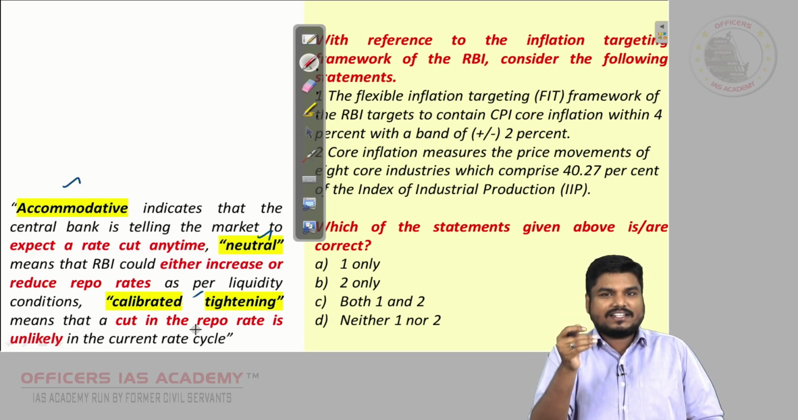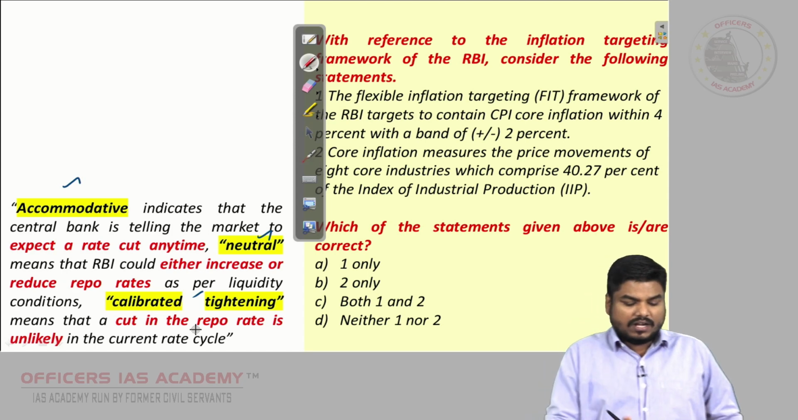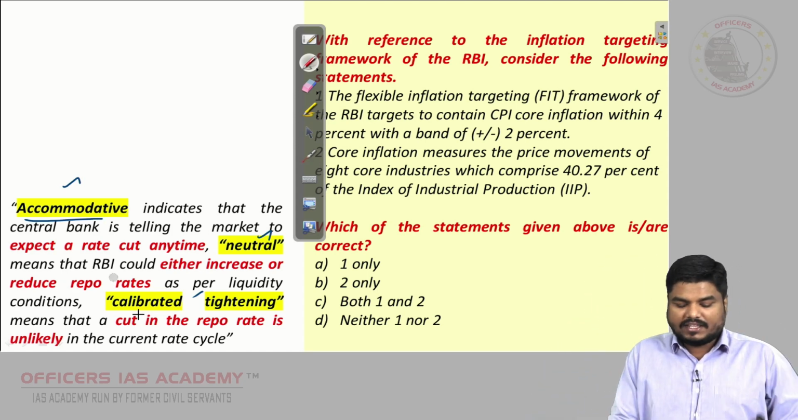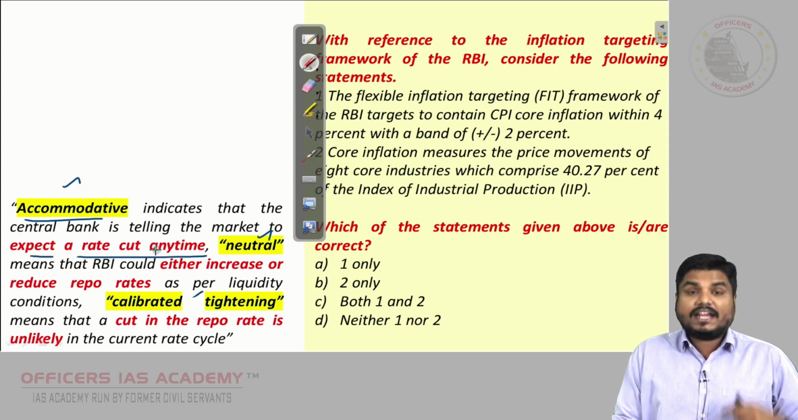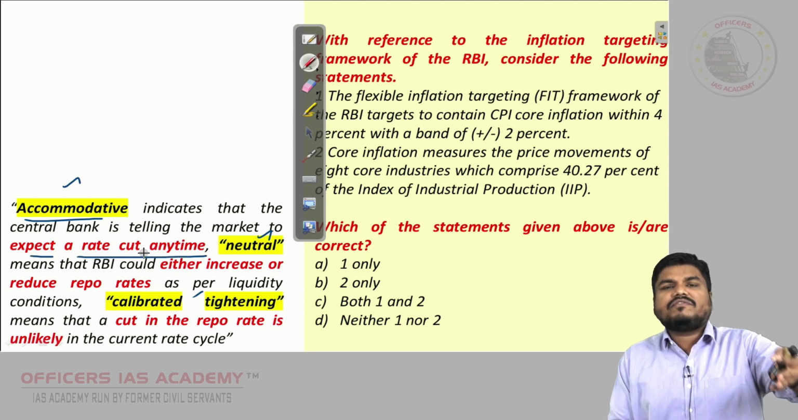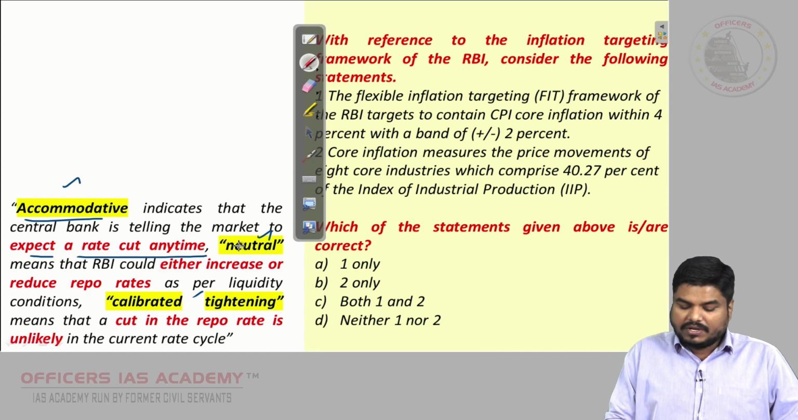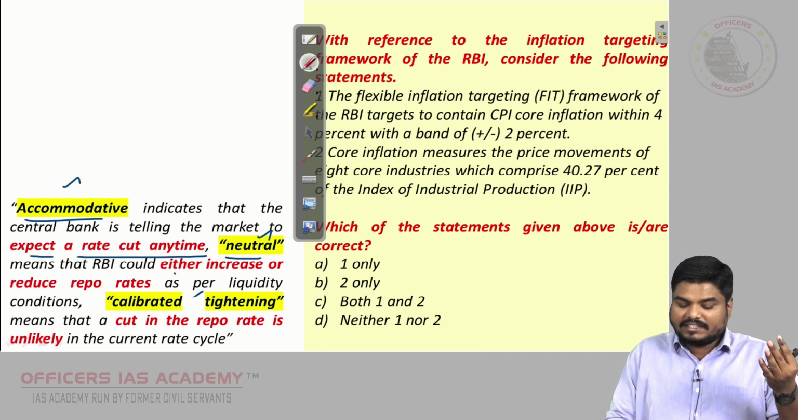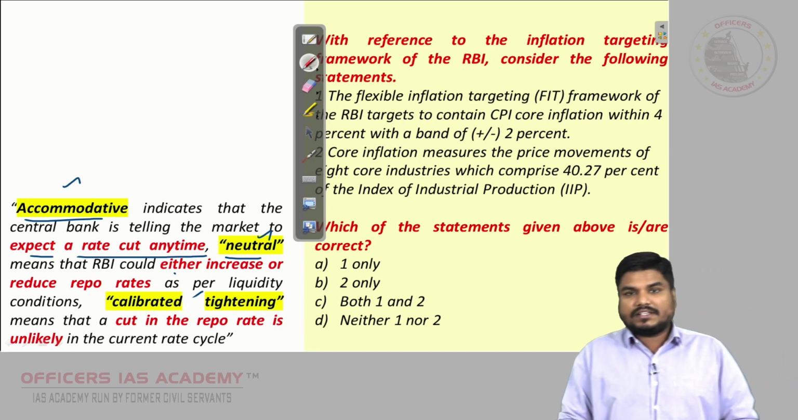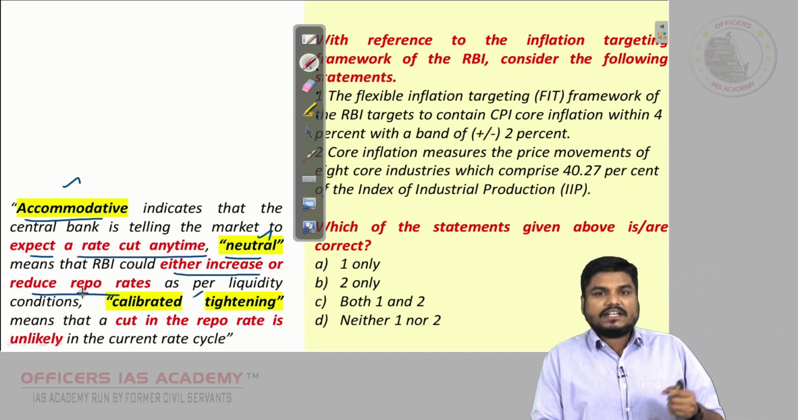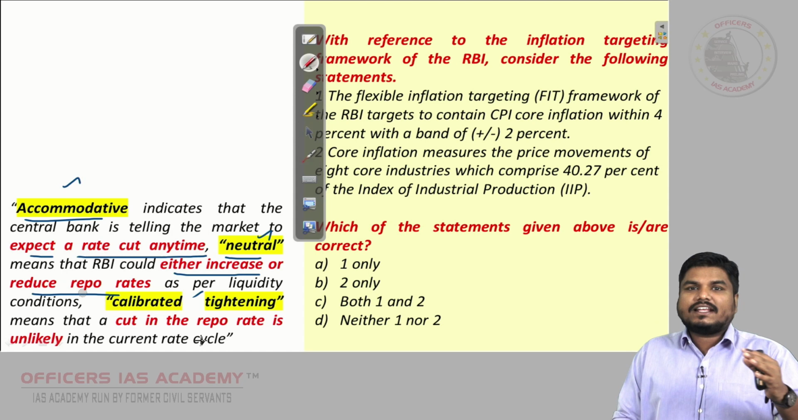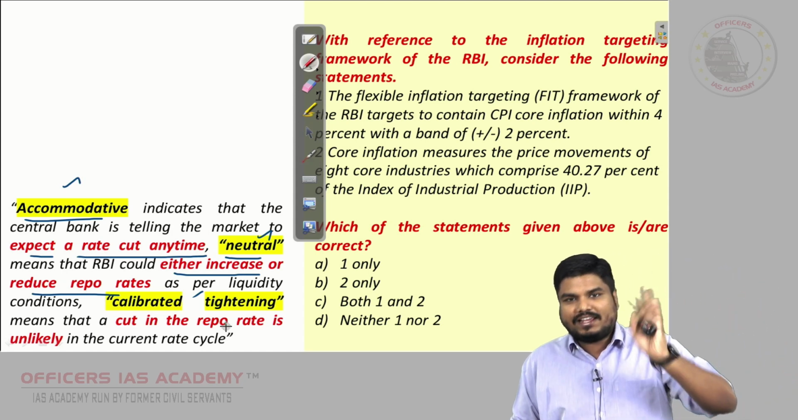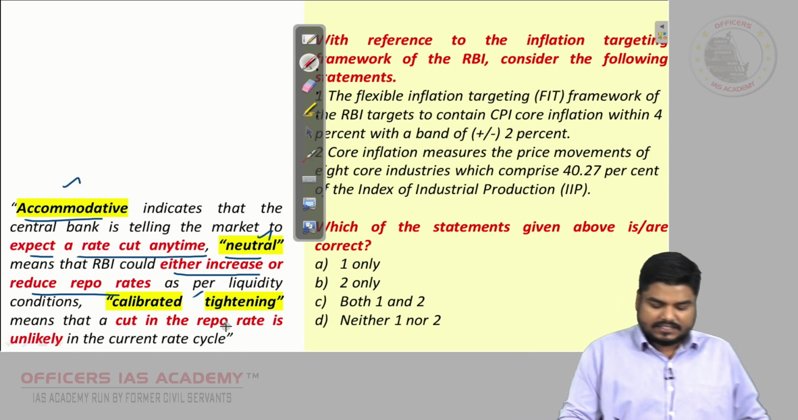That is called a stance, monetary policy stance. Accommodative stance means the market can expect a rate cut any time in future. Neutral means the market can witness either an increase or a reduction in repo rate. Calibrated tightening means a rate cut is unlikely. So, these are the three stances.